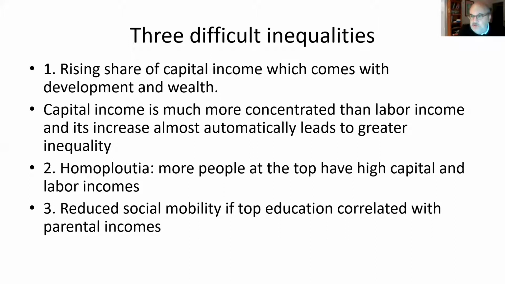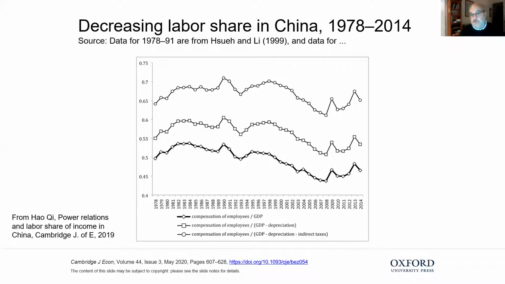The second problem, which is, I think, important, and it's present in China as well, is homoplutia, where you have people, as I was saying before, at the top who have high capital and labor income. Again, the problem is obvious, but the solution is much more difficult. And finally, reduced social mobility if education is correlated with parental incomes. So let me show you the data from China, which come from different papers. You can, of course, see the authors here. This is not my work.